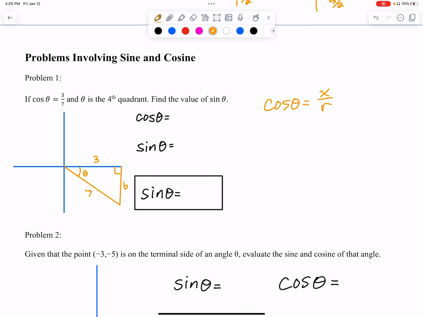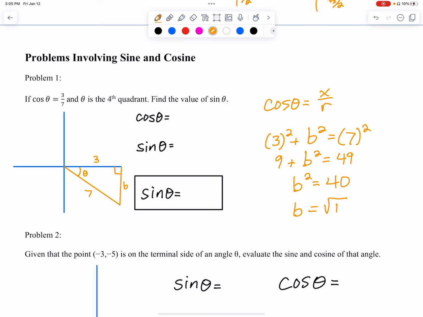Well, we have a right triangle, so we're going to use the Pythagorean theorem. So I got 3 squared plus b squared equals 7 squared, which is 9 plus b squared equals 49. All right, now we're going to solve for b. So I'm going to minus the 9. So I got b squared equals 40. Did I do everything right here? Yep, okay. So that's 40. So b is equal to the square root of 40.